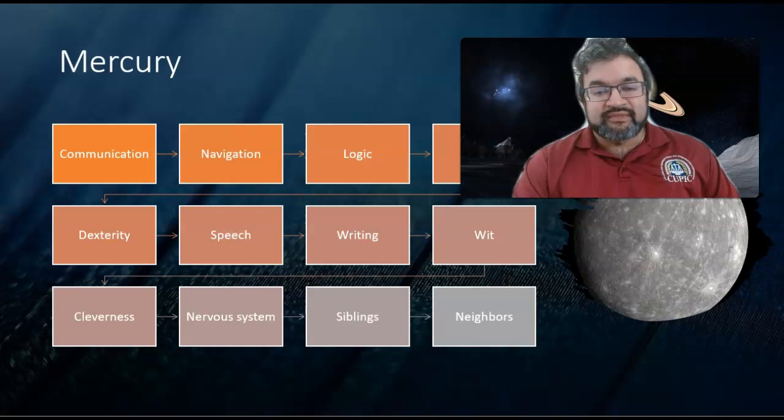However, most of these characteristics are important. If you think about the mercurial person, the person is intelligent and logical, and all of these characteristics. Cleverness, nervous system, siblings, neighbors.